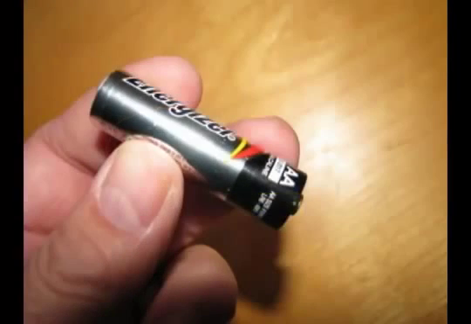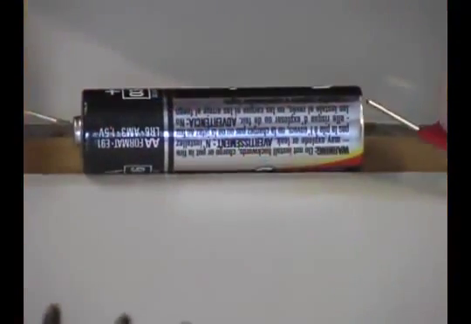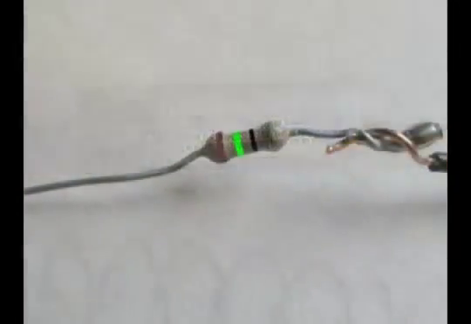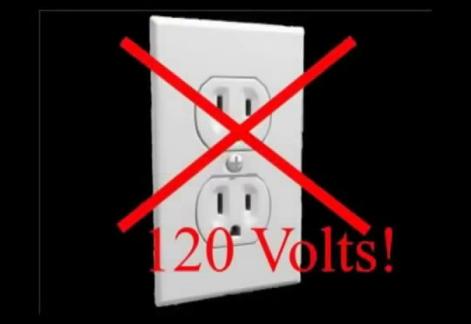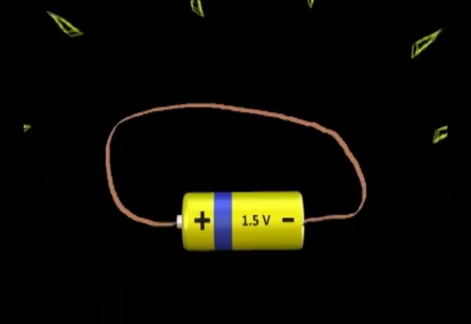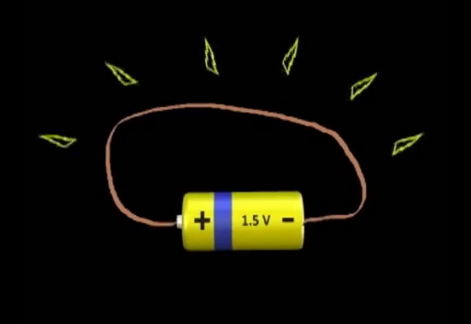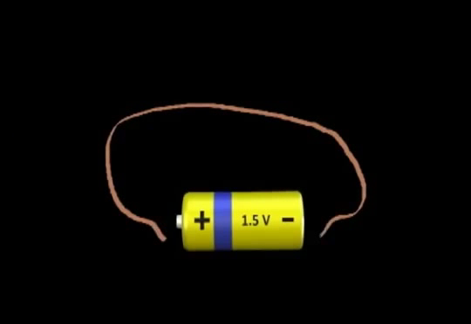There are some safety considerations here. Only use one AA 1.5 volt battery for this demonstration. To avoid short-circuiting the AA battery, you must use a resistor in this circuit, and never experiment with anything plugged into a wall outlet. Now that we have created and detected electromagnetic radiation, let's communicate with it.